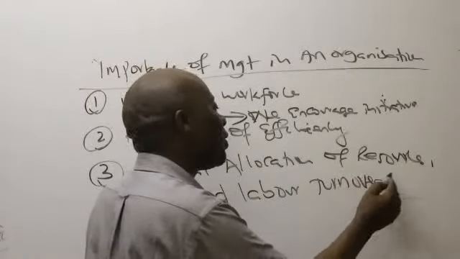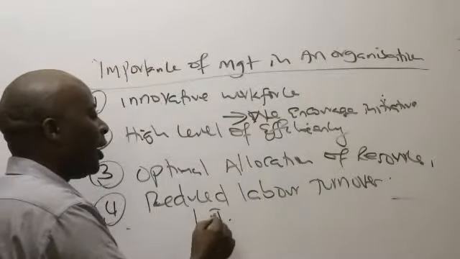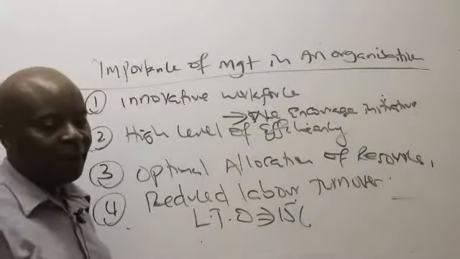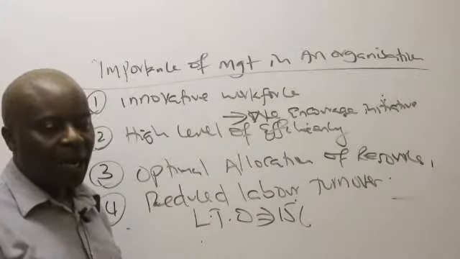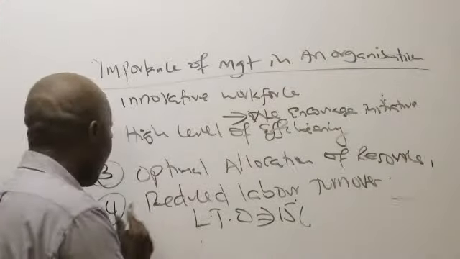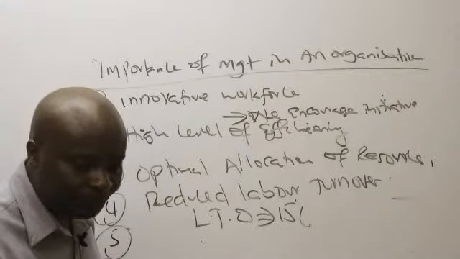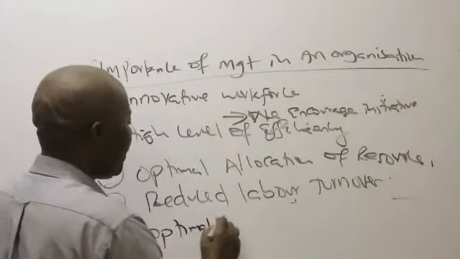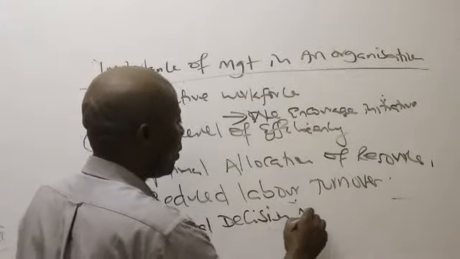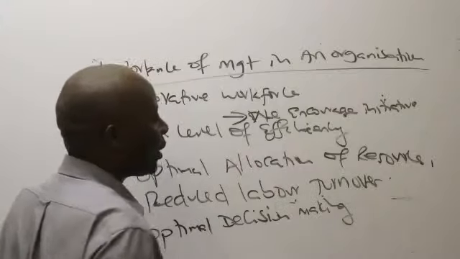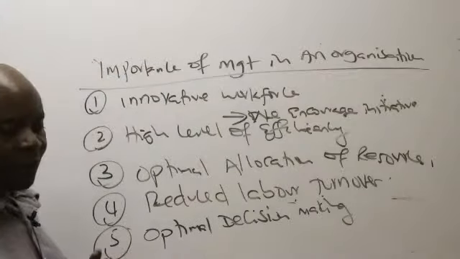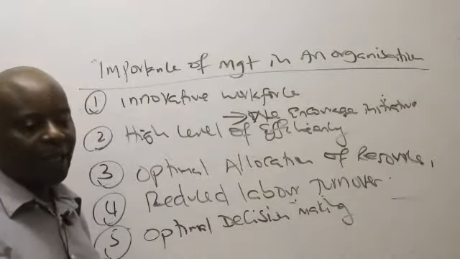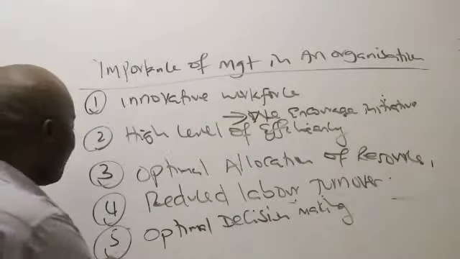Ladies and gentlemen, the moment unaweza kupata kwa organization yenu, LTO, labor turnover ikianza kuzidi kitu 15% per annum, ujue hapo kuna problem. Number 5, ladies and gentlemen, we have the concept of optimal decision making. So in this case, we shall be able to choose proper alternatives, better alternatives quite easily and quickly, right? Improved reputation.